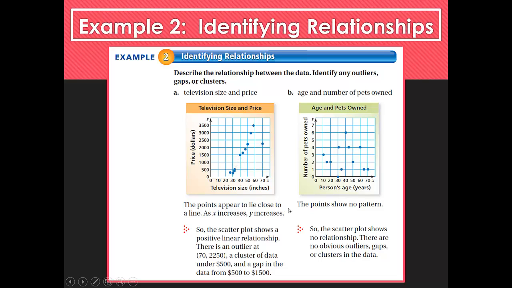For B, we're looking at the relationship between age and number of pets owned. The points show no pattern. If you look at this data, you can't just draw a line through the data. You can't draw a line. There's no curve that you could draw through the data. They have no pattern. The dots don't form anything. So the scatter plot shows no relationship. There are no obvious outliers, gaps, or clusters in the data.